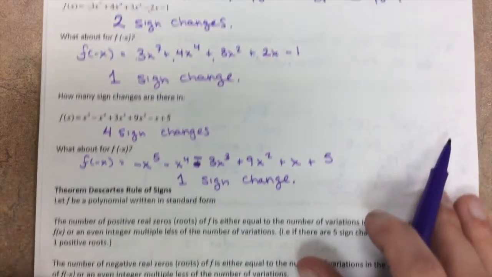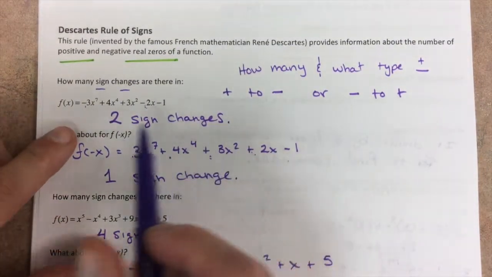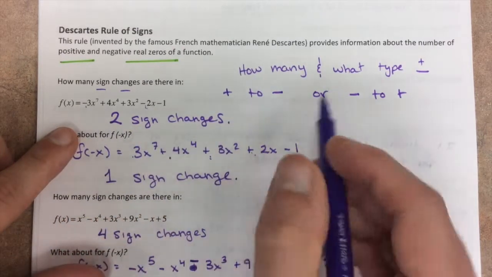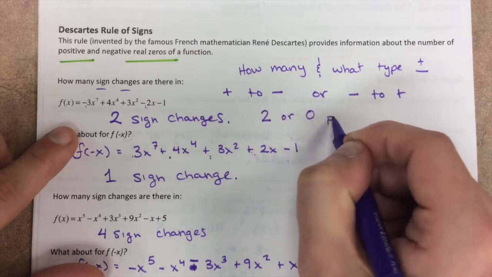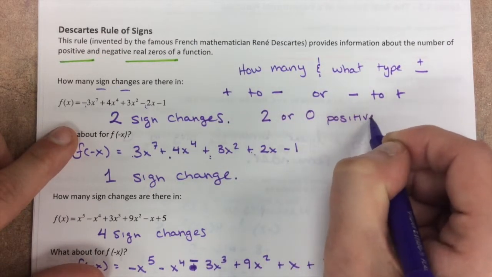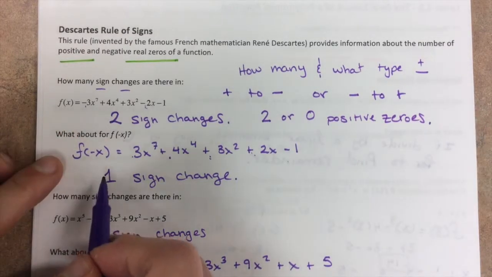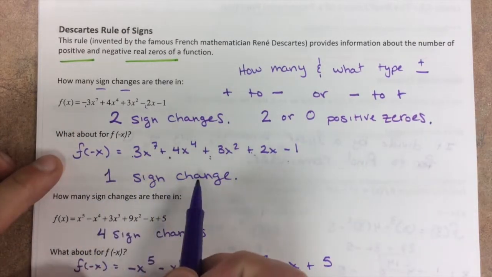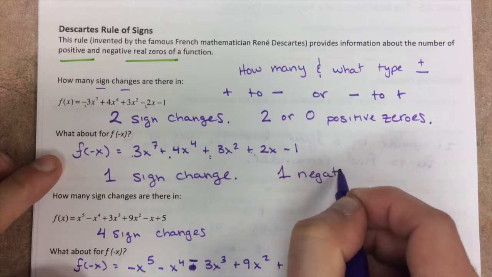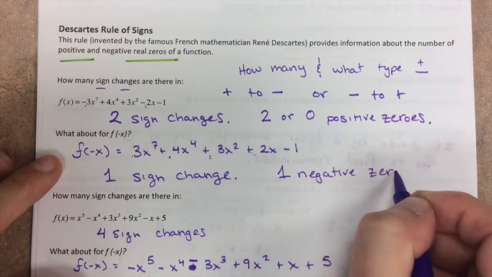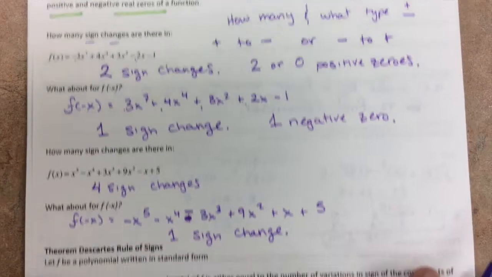So if we look back up at the first one we did, this had 2 sign changes, so there are either 2 or 0 positive zeros, or x-intercepts. Likewise, there's 1 sign change here, so there has to be 1 negative zero. We can't go down an even integer from that.